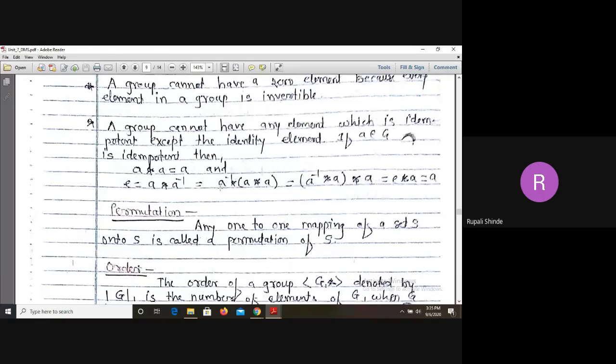So now this statement becomes A inverse star A star A. Now we can change this bracket, because this is a multiplication operation: A inverse star A, this is one bracket, star A. What is the meaning of A inverse star A? It is the identity element, that is E. So again, E star A is equal to A. So here only the identity element can have the idempotent property. We can prove it. This is just a statement I have told you for your information.